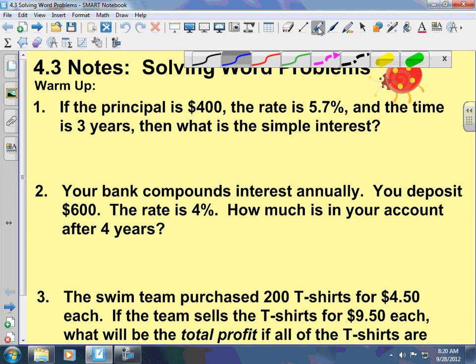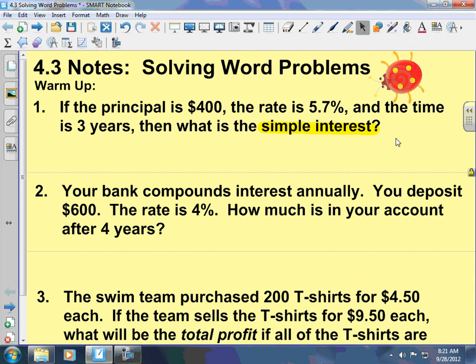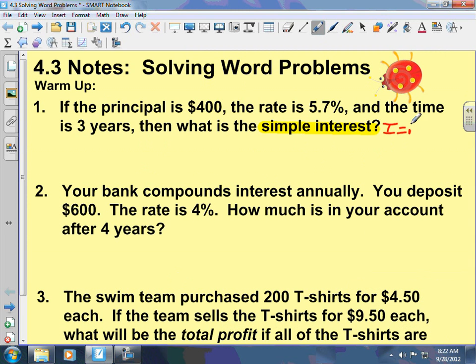All right, the first problem is a simple interest problem. We know it's a simple interest problem because it says simple interest. Now, the formula for simple interest is I equals PRT. P is the principal, R is the rate, T is the time.